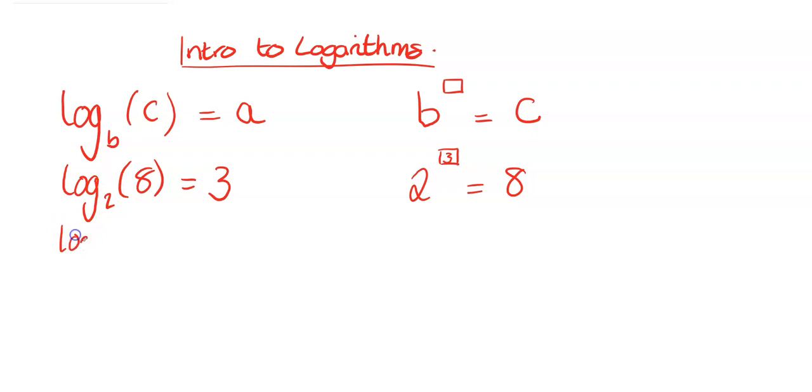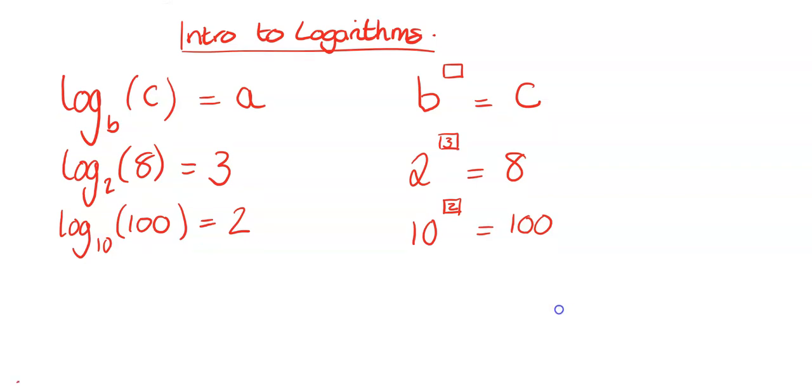Similarly, log to base 10 of 100 means, using base 10, what power of that would give me 100? Well, we know that's squared, so my answer would be 2. So they are a kind of weird way of writing powers. And there's a few other rules and other things, bits and bobs as well.